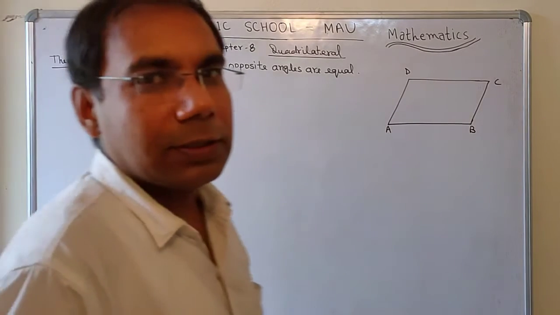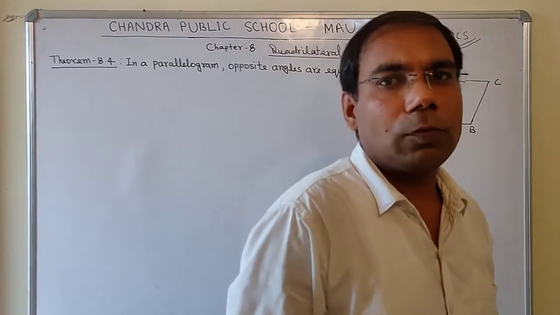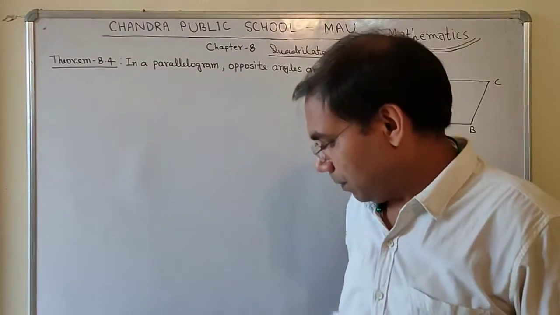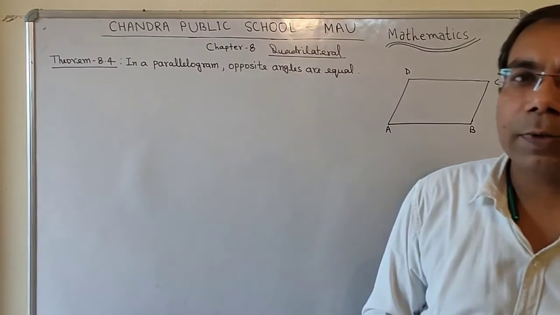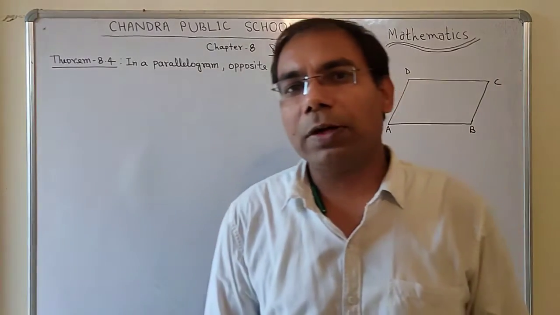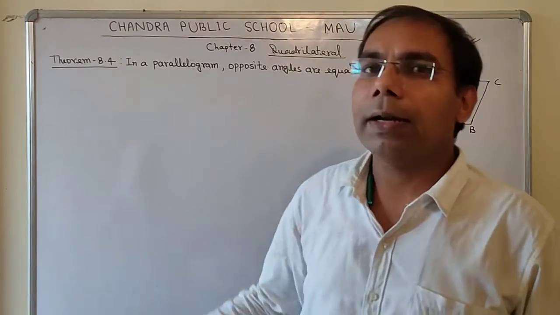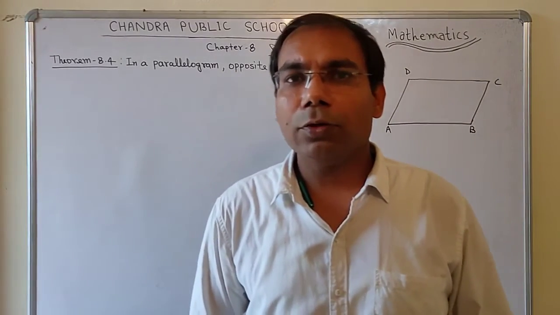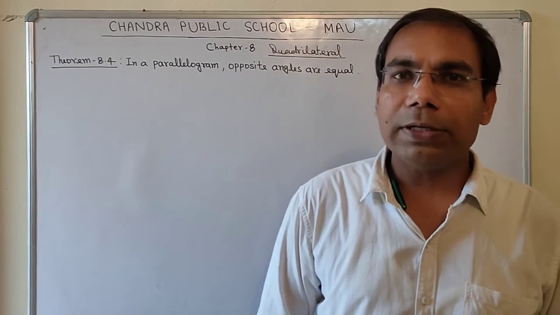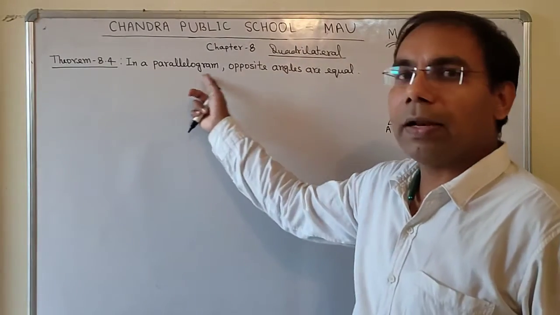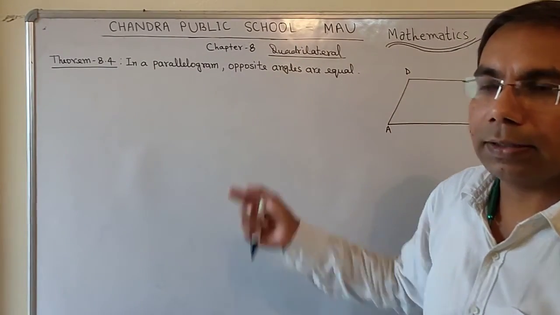Now again, welcome students. Here I am going to give the proof of the next theorem, that is Theorem 8.4. In the previous video I had explained and given the proof of Theorems 8.2 and 8.3. Now here it is Theorem 8.4, and according to the theorem you need to prove that in a parallelogram opposite angles are equal. So here the statement is that in a parallelogram opposite angles are equal.